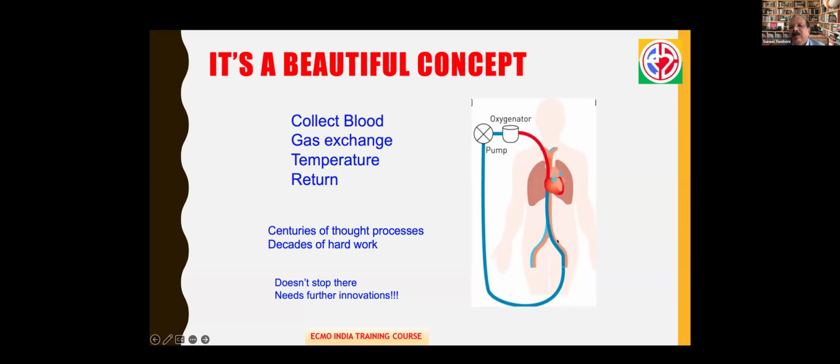In this case, inferior vena cava and superior vena cava, and after the blood is driven by the pump to the oxygenator, it gets purified, and the red oxygenated blood is returning back to the right atrium, from which it will circulate to the rest of the body via pulmonary circulation. So this is the underlying principle.